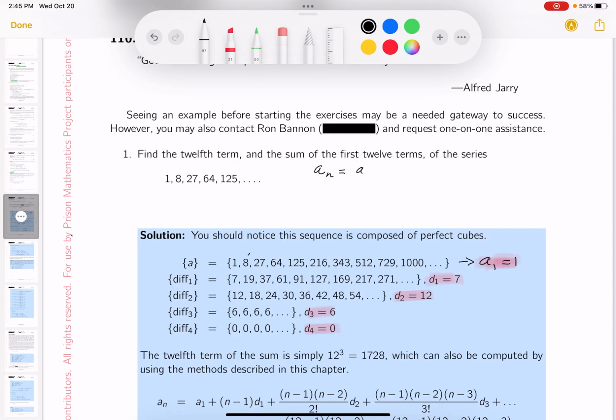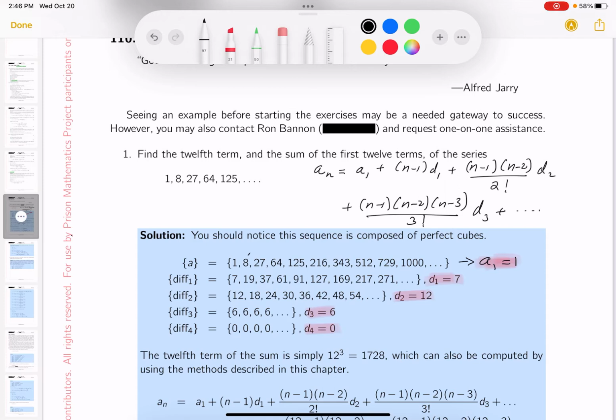AN will equal A1 plus N minus 1 D1 plus, it's got a very nice pattern to it. It's almost easy to remember. So N minus 1, N minus 2, this was derived in the contents, 2 factorial, and that's D2. And then I could keep writing this thing. And this goes on forever. But the pattern's easy. What are you going to get? N minus 1, N minus 2, N minus 3 over 3 factorial. Then you get D3. And, yada, yada, yada. It could go on forever, by the way.